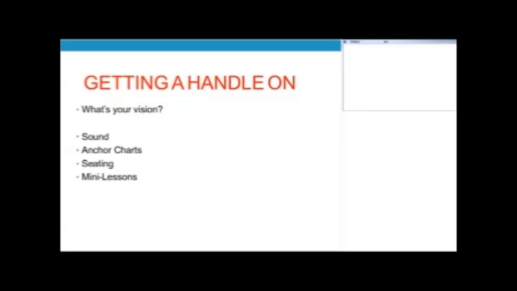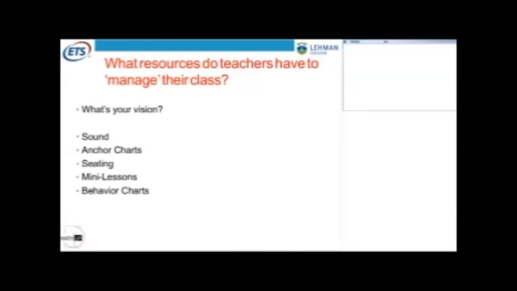So the first thing I want to talk about is you have a lot of resources in order to create the ideal climate for learning in your classroom. The first step is really thinking about what is your vision? What does learning look like in your classroom? How do you want students to interact with each other? How should it sound like when children are doing independent reading? How should it look like when they're doing partner talk?